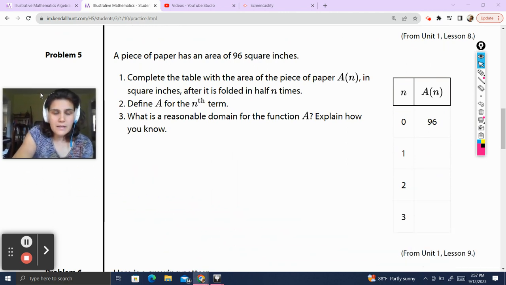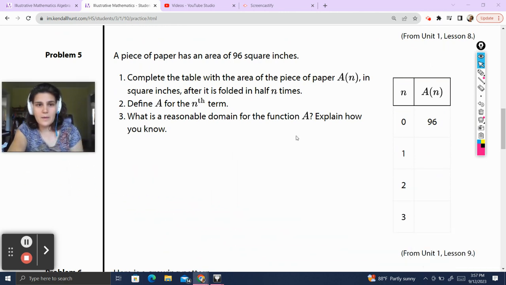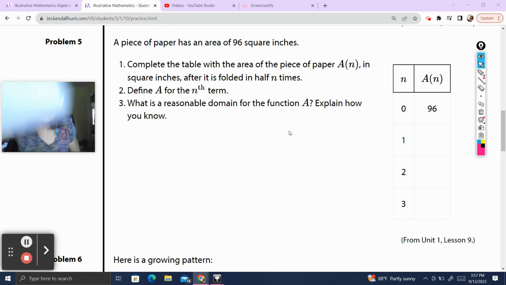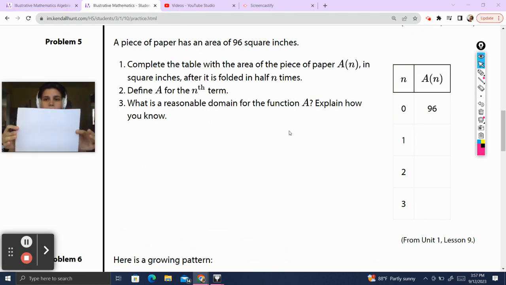Problem 15. Complete the table with the area of a piece of paper in square inches that is folded in half n times. So I'm taking a piece of paper, which looks like this, and I'm going to fold it in half. So after 0 folds, it looks like this. After one fold, it's going to look like this. After 2 folds, it's going to look like this.